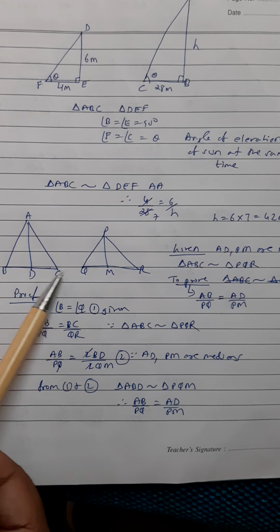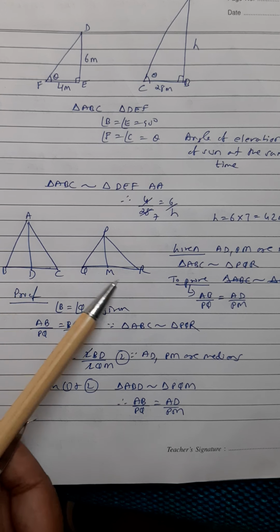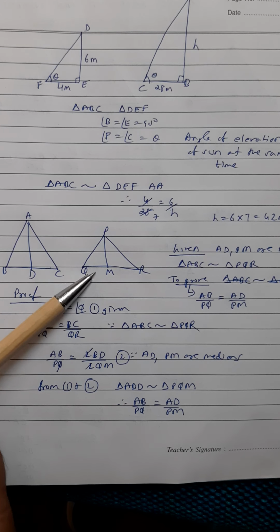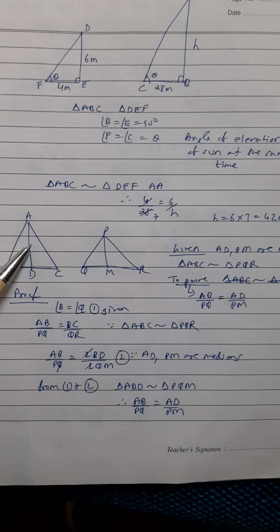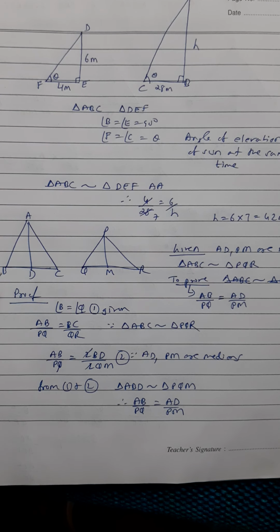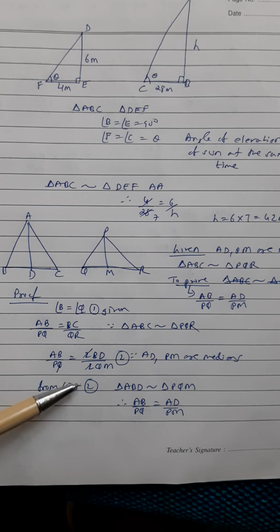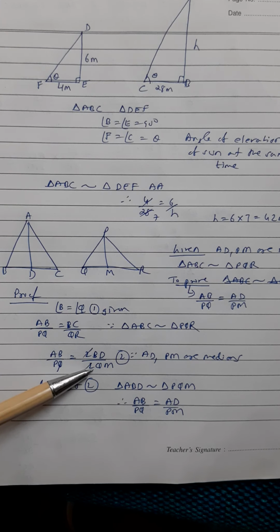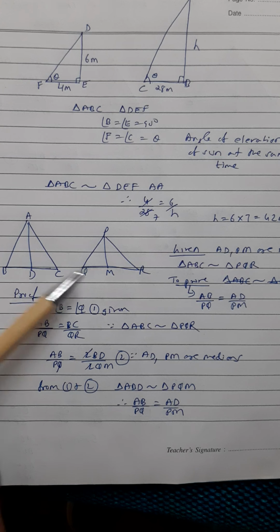Now instead of BC, we can replace it with 2BD, and instead of QR, we can replace it with 2QM. Reason, because these are medians, and medians divide the opposite side into two equal parts, right? So instead of BC, I am replacing with 2BD, and instead of QR, I am replacing with 2QM. Now 2 gets cancelled, we get AB by PQ is equal to BD by QM, right? AB by PQ is BD by QM, and already we know that angle B equals angle Q.